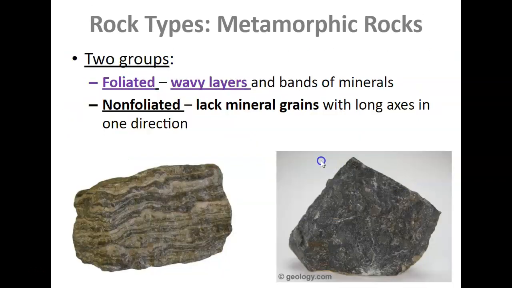There are two types of metamorphic rock, foliated and non-foliated. Foliated, like in this picture, has wavy layers. You can notice foliated rocks by the waves in the bands of the rocks. And then the non-foliated rocks lack mineral grains with long axes in one direction.